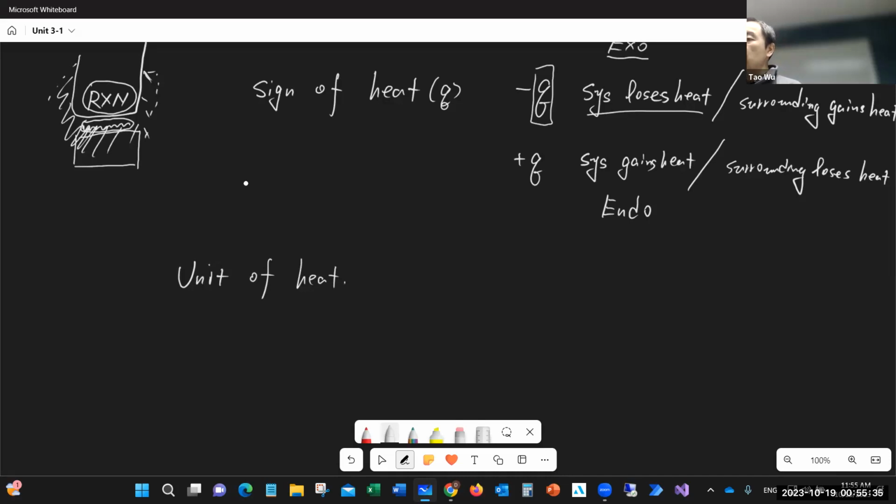Most of the cases we're using the SI unit for the heat, which is called a joule. But the joule is a really, really small unit. So most of the cases in chemistry, we're talking about a kilojoule, which is a 1,000, right? A kilojoule is 1,000 joules. So 1 kilojoule equals 1,000 joules. Okay, so that's a unit.